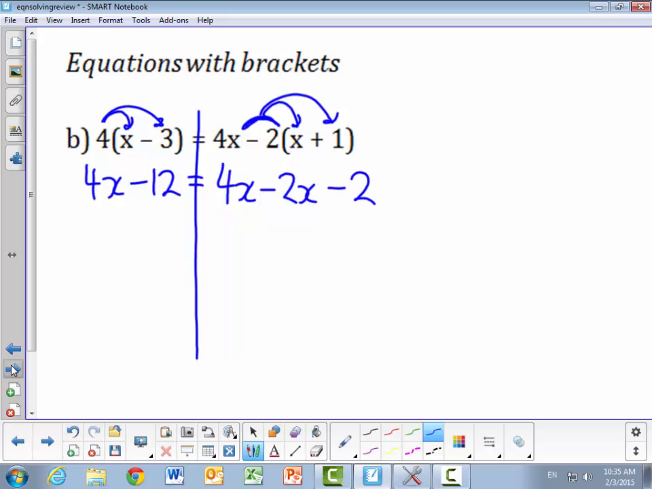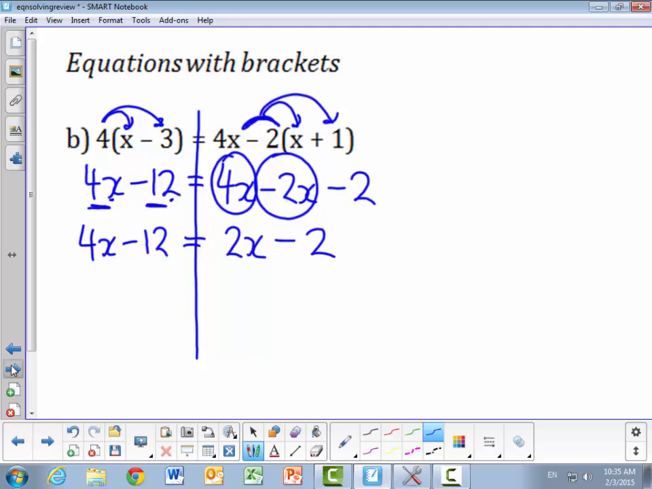Now I'm going to look for any like terms on each side. On the left side, I don't have any like terms because this term has an x and this term doesn't. On the right side, I do have like terms, 4x and minus 2x. So 4x minus 2x simply equals 2x. And I still have the subtract 2 there, and this side's still the same as it was before.